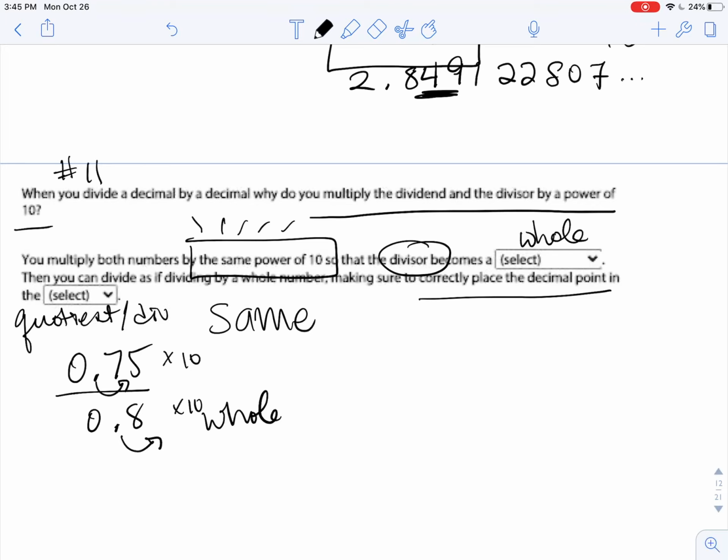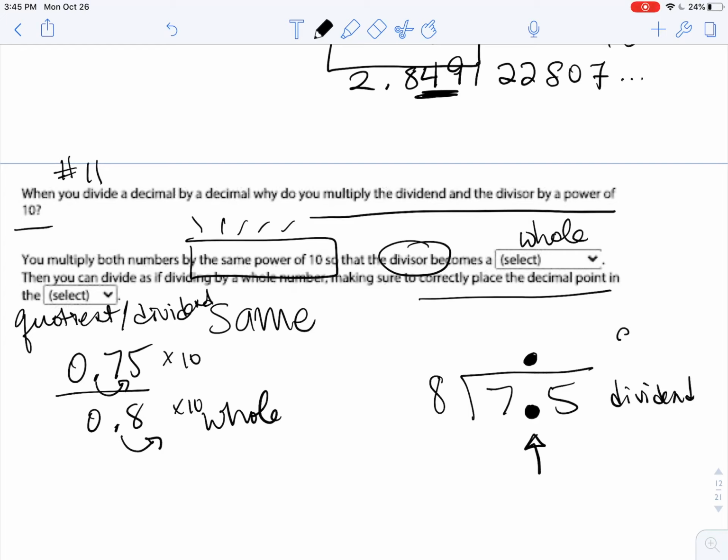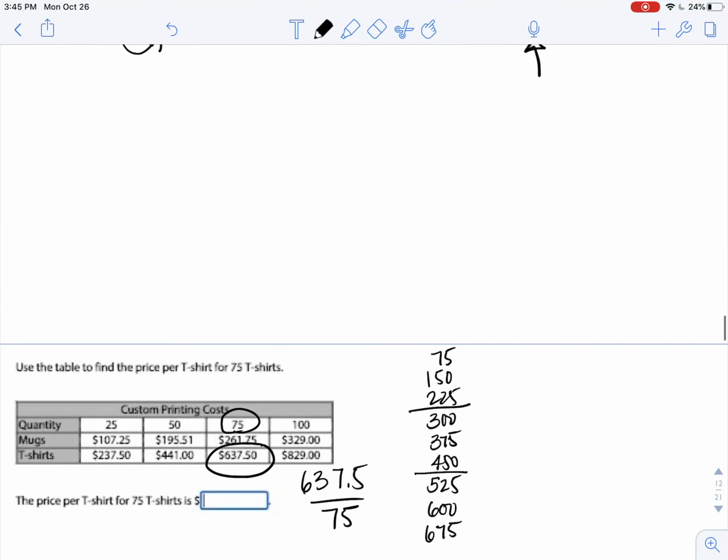Or dividend. I'm not sure what the pull-down menu was going to say. So this would then be 8 into 7.5. So place the decimal point here and place it here in the quotient. Here in the dividend and here in the quotient. All right, number 12.